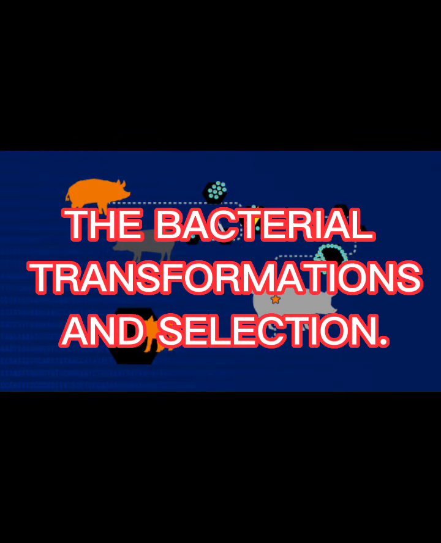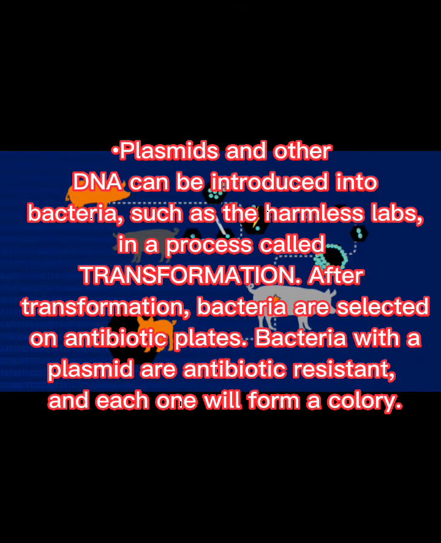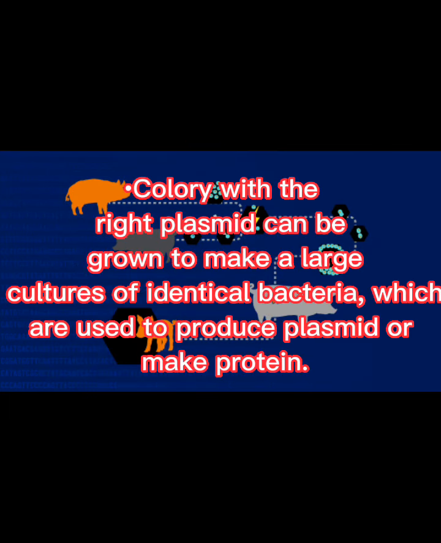Bacterial transformation and selection. Plasmid and other DNA can be introduced into bacteria, such as the harmless E. coli in labs, in a process called transformation. After transformation, bacteria are selected on antibiotic plates. Bacteria with a plasmid are antibiotic resistant, and each one will form a colony. Colonies with the right plasmid can be grown to make large cultures of identical bacteria, which are used to produce plasmid or make protein.